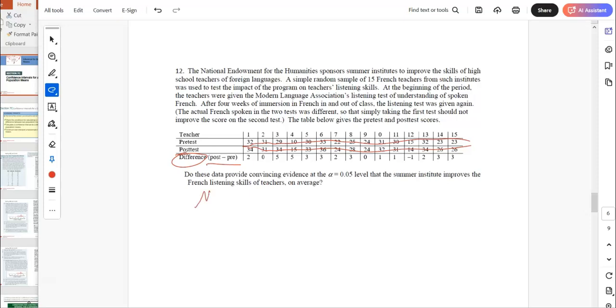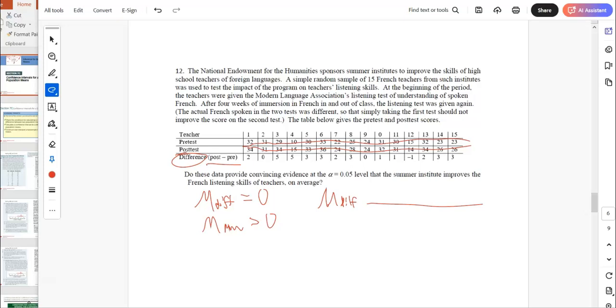So the mu of, I like to say diff there as the subscript, is equal to 0, because nothing's unusual right here. But the alternate is we think the mu of the diff is going to be greater than 0. What is mu of the diff? So you're going to define that. It would be something like the true mean difference, post-test minus pre-test, in listening test score after 4 weeks of the language immersion for all teachers that attend the institute.